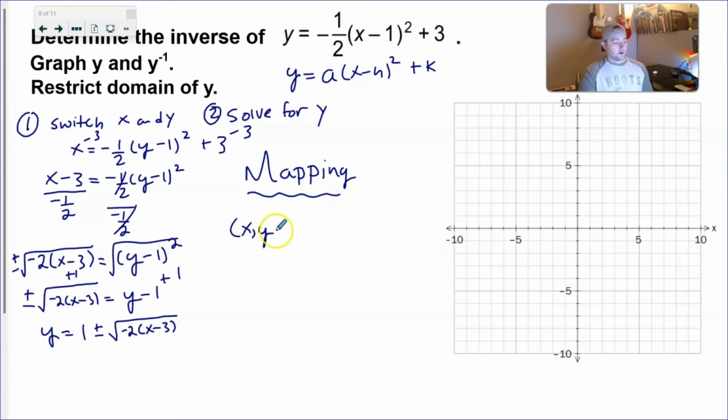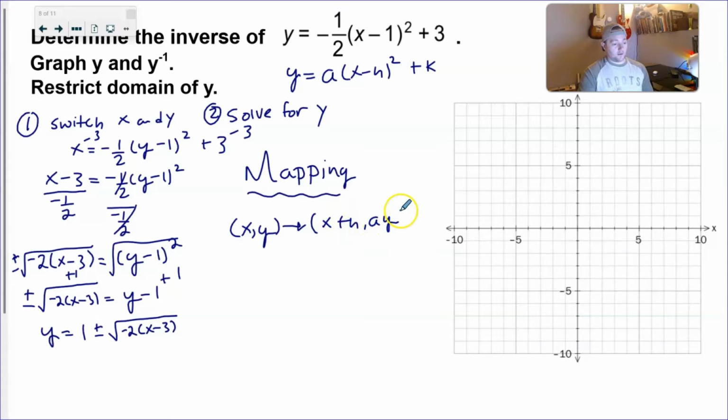But anyway, remember, there's no b value in this, so we don't have to include the b in our mapping rule. So it's just x plus h for the first one. So it's x plus h.